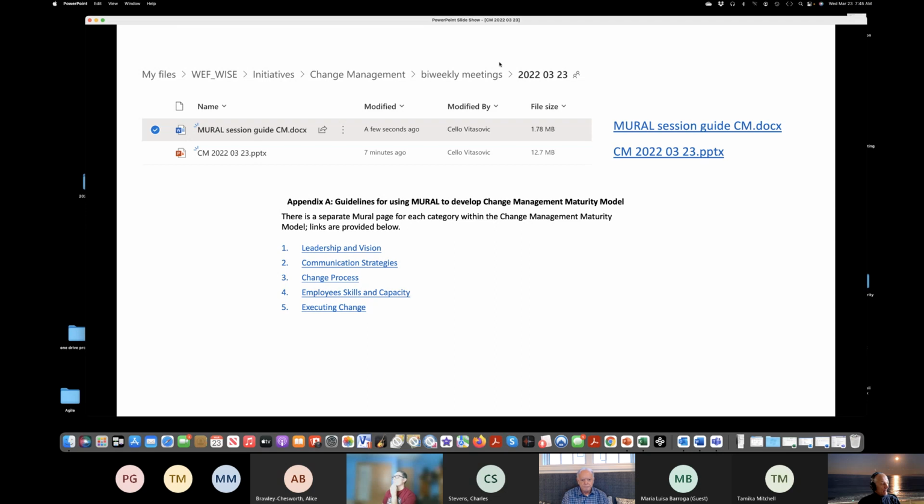This is the folder for today's meeting, and what is posted to that folder is this presentation. I will post the recording as well, and it includes the document that is a guide on how to deal with Mural. In the appendix of that document are links to each one of these Mural pages that you could access. So I'm going to stop here and see if there are any questions or comments.